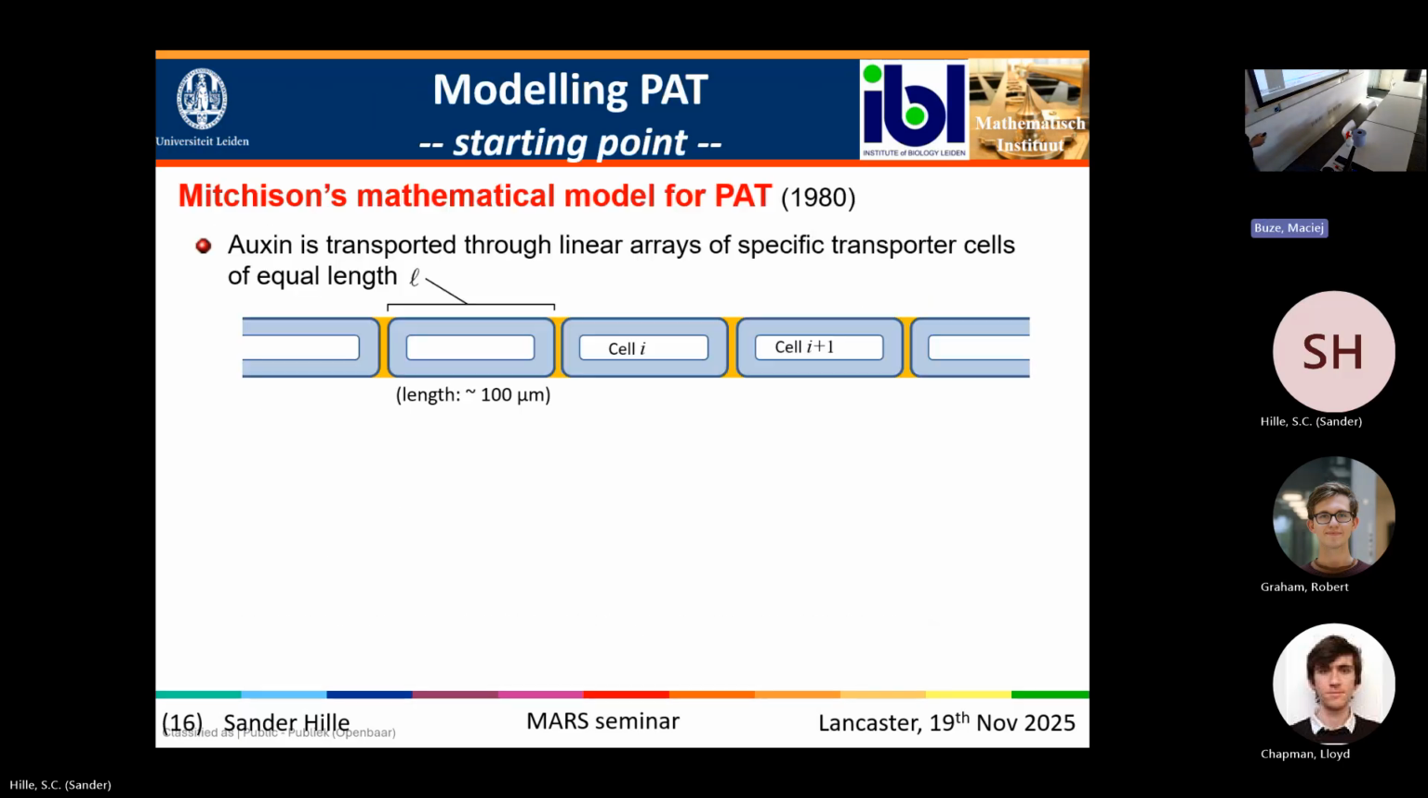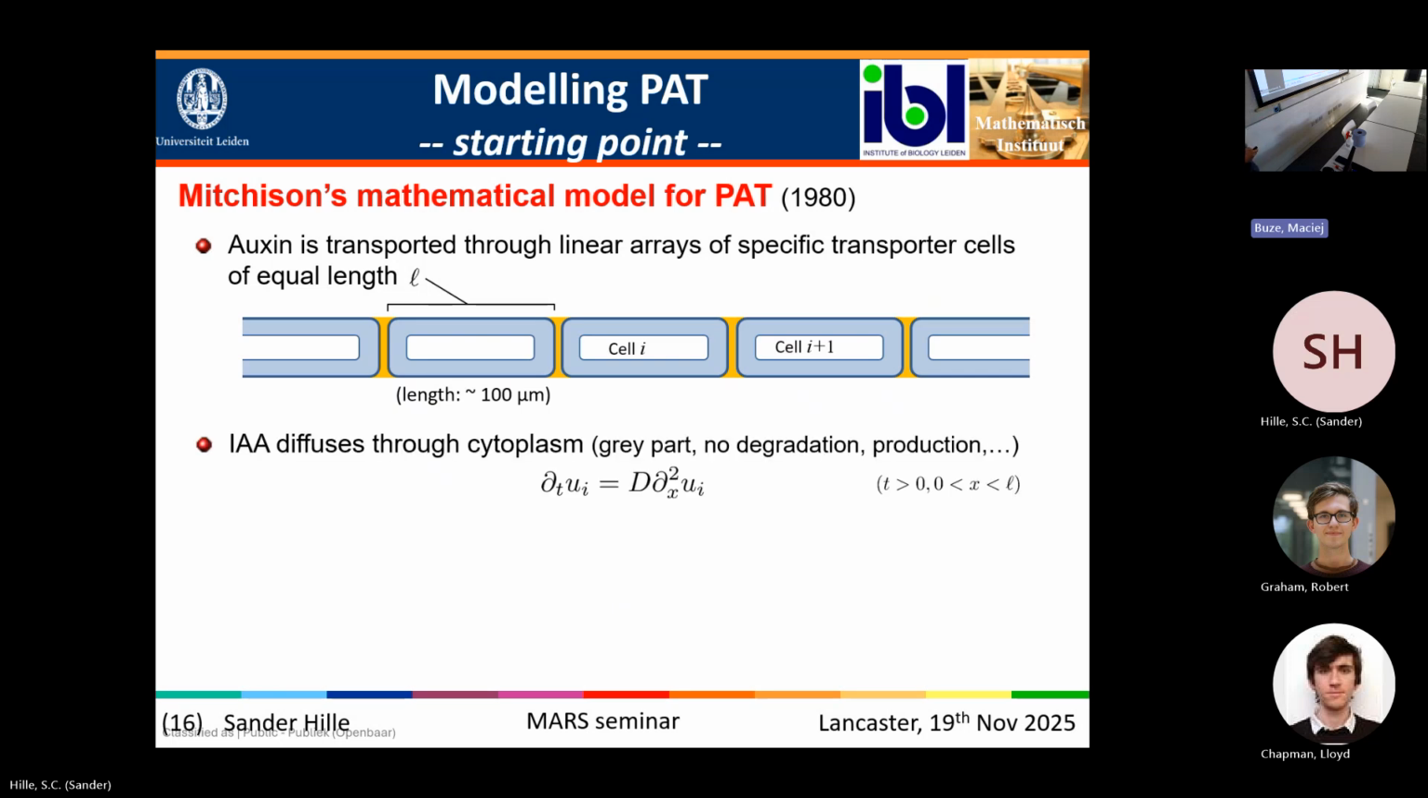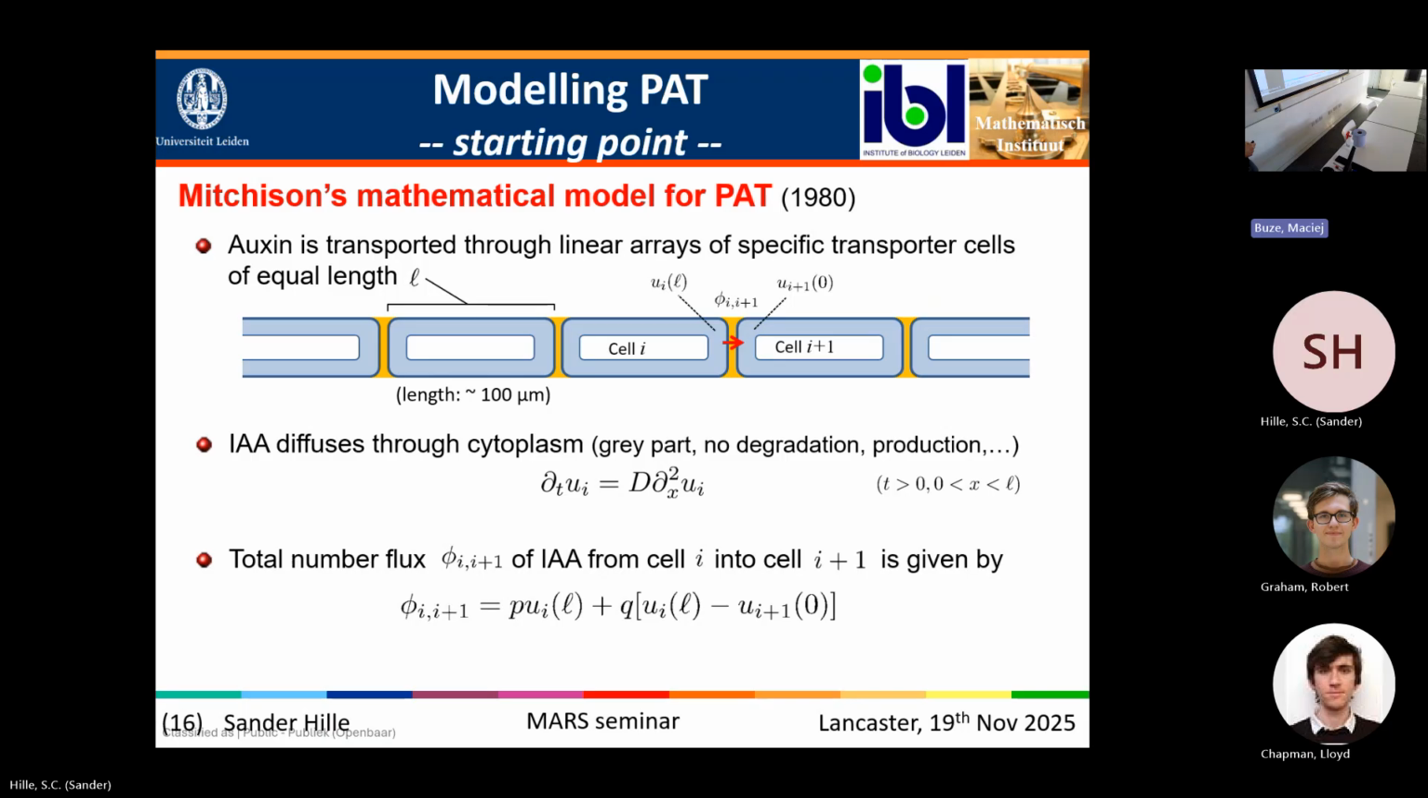And what we did was start from the existing models from the 1980s. That is by Mitchison, and he started already modeling the chemiosmotic theory, but with a cell file, like here, equals cells. Inside the cells you have transport by simple diffusion, and then from cell to cell you have a flux. The flux from the i-th to the (i+1)-th cell depends on the concentrations at the ends in either cell.